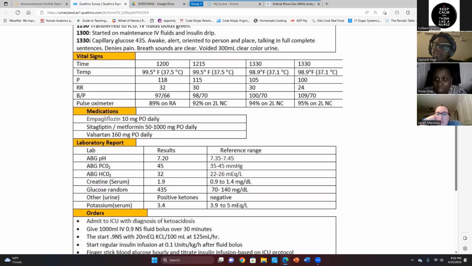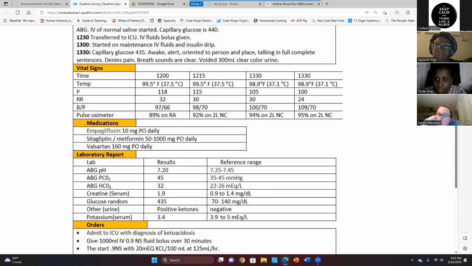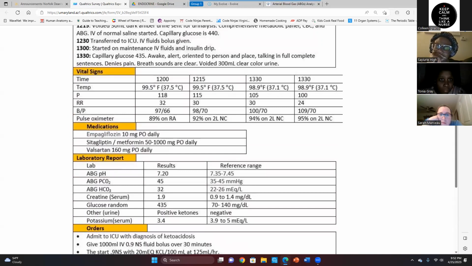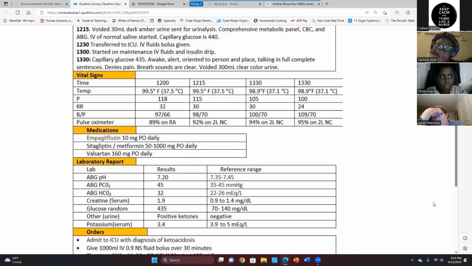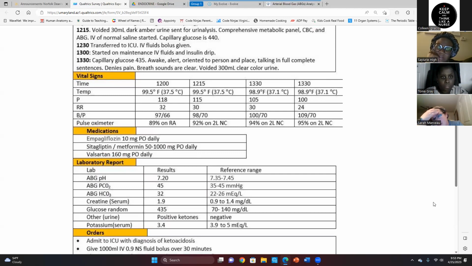98.9. Doubling back to that last question, giving them that bolus was not the right answer. It was talking about the insulin, 0.1, not 0.9 or 0.4. A bolus of insulin. No, it was a bolus of normal saline, 1,000 mLs. 12:30 transferred to ICU, IV fluid bolus given.